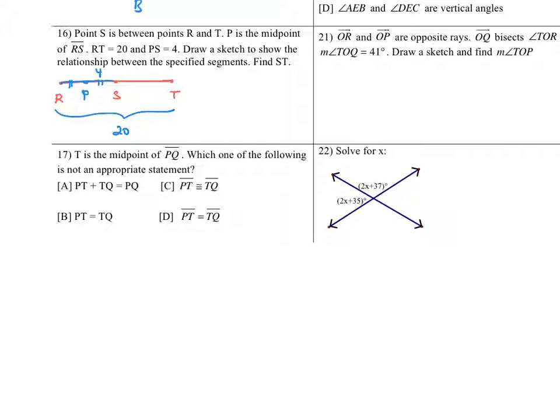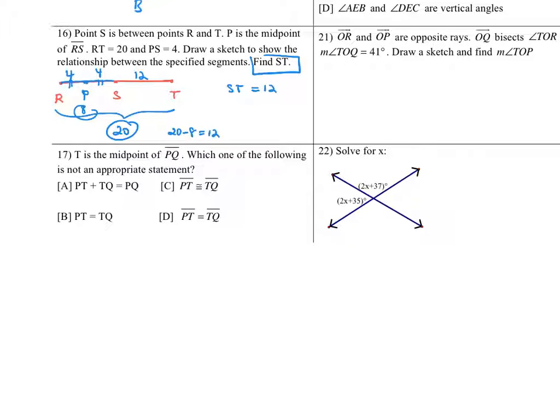It says draw a sketch to show the relationship between the specified segments, and then we have to find the length of ST. Alright, so the hints here, since PS is 4, RP has to be 4, and those two add up to 8, so that leaves us with 12 for ST. So ST is equal to 12, and this is all by segment addition. I just did 20 minus that 8 to come up with that 12.